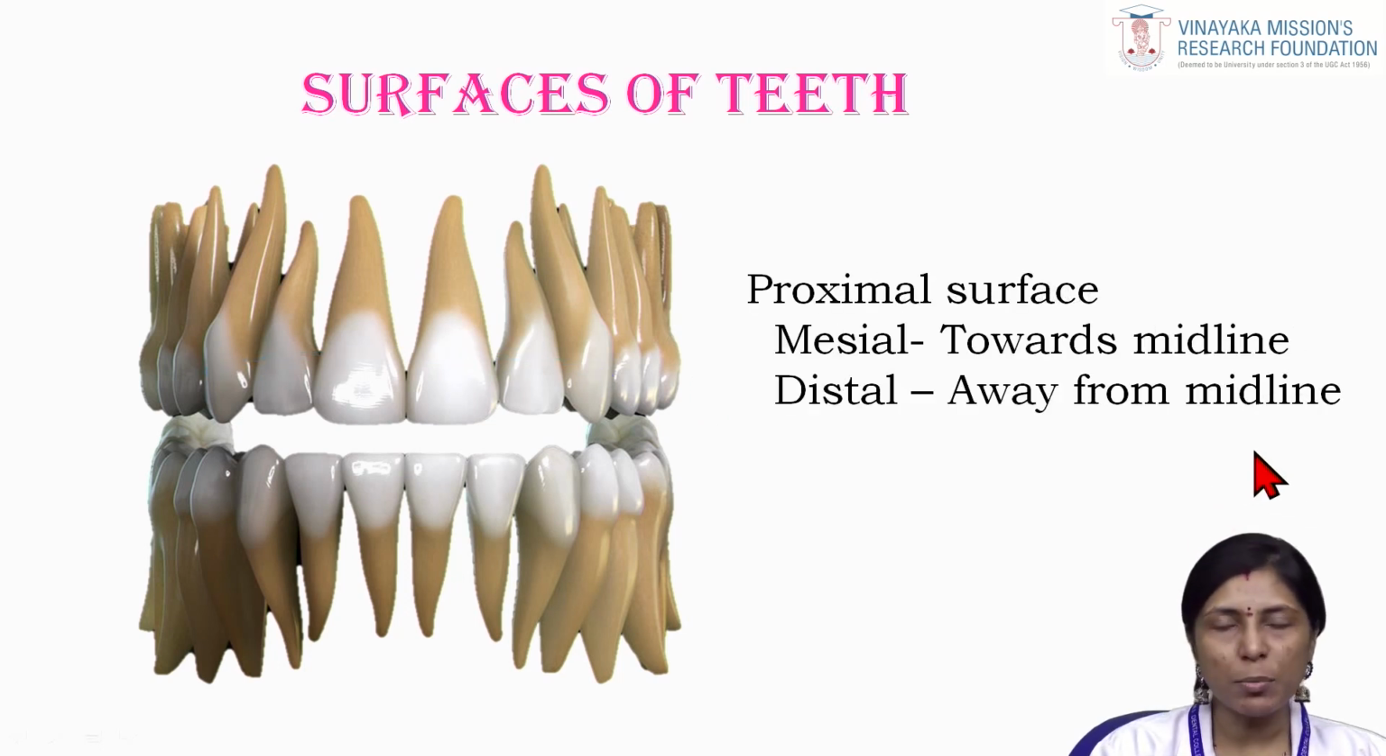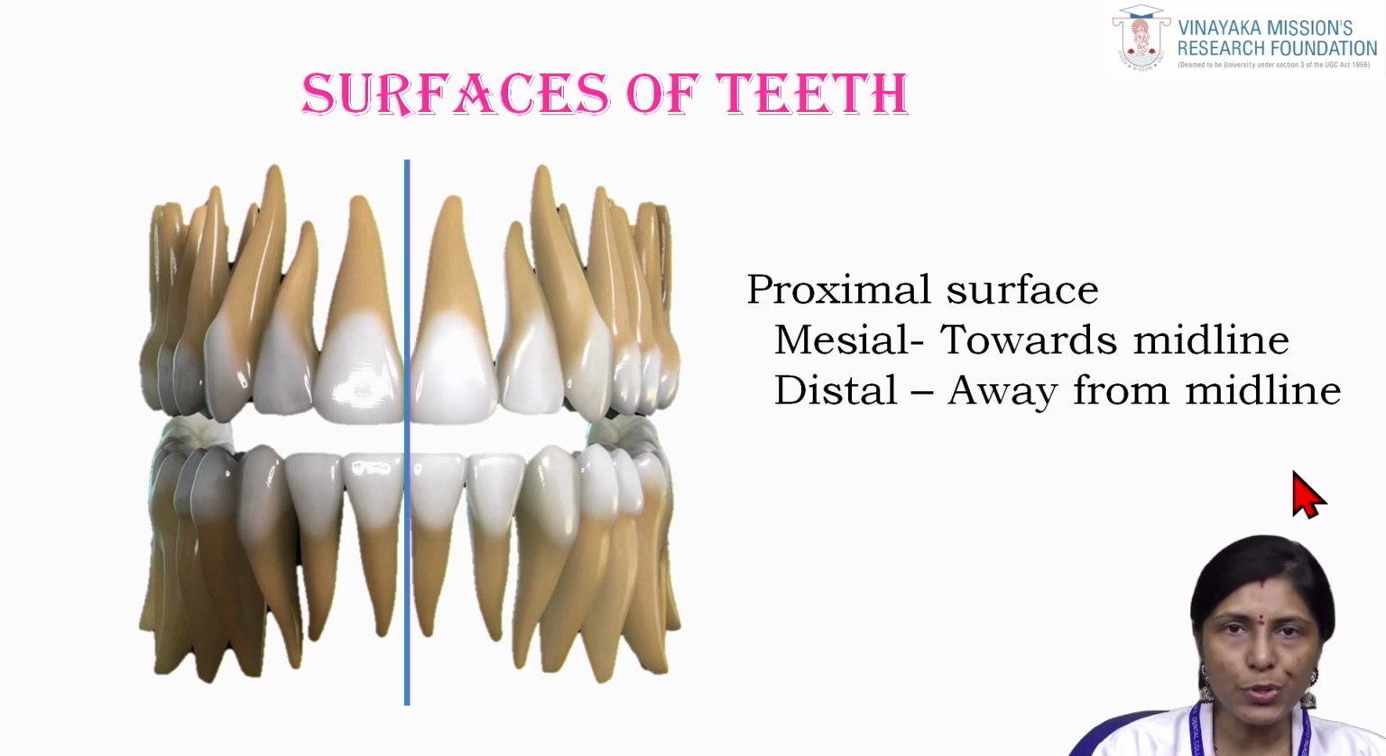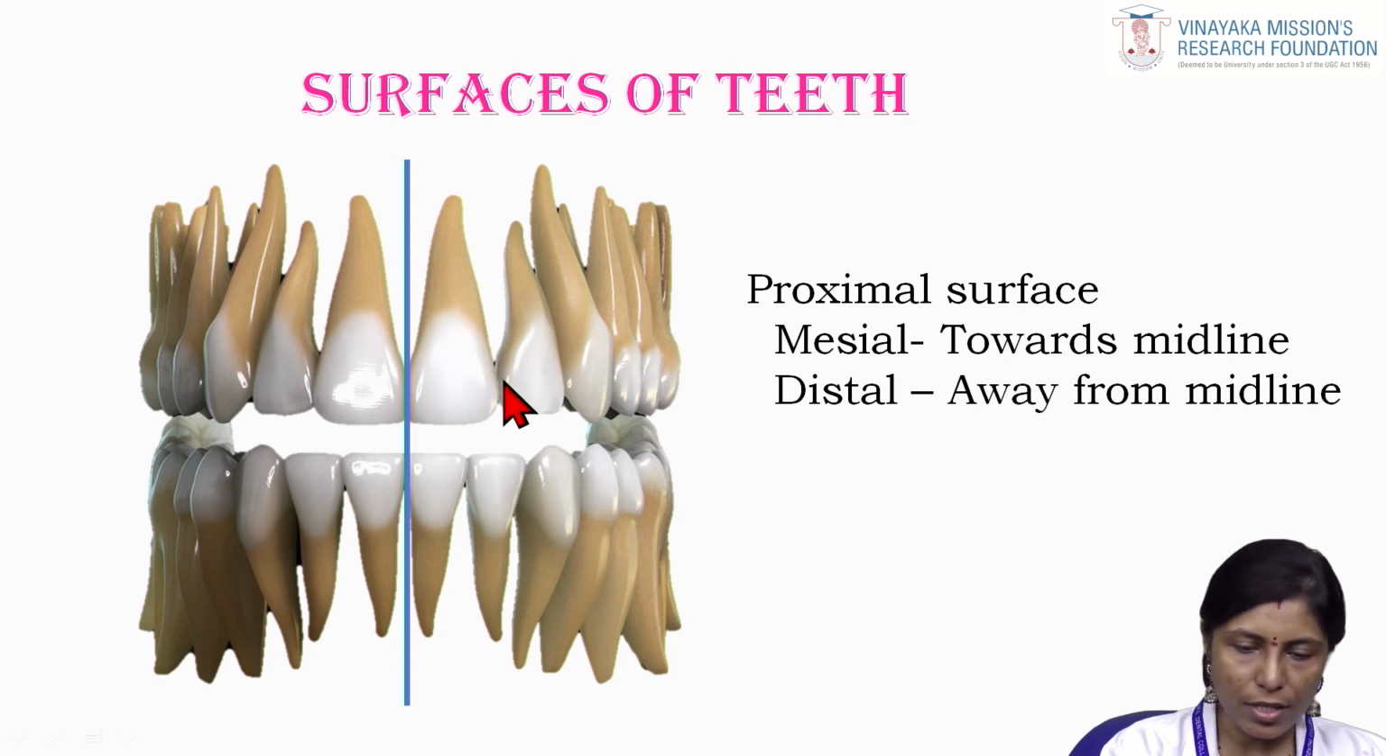So, coming to proximal surface, the surface on the sides of the teeth. When you divide the face in the midline, the surface of the teeth that is going to face towards the midline, you call it as mesial surface. Whereas the surface of the teeth which is away from the midline, you call it as distal surface. Here if you see in this picture, this is the central incisor, right? In the central incisor, the surface that is towards the midline, you call it as mesial surface, whereas the surface that is away from the midline, you call it as distal surface.